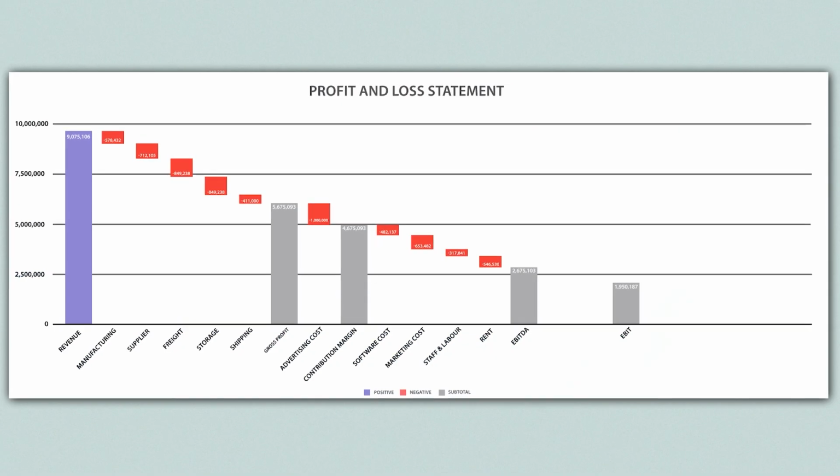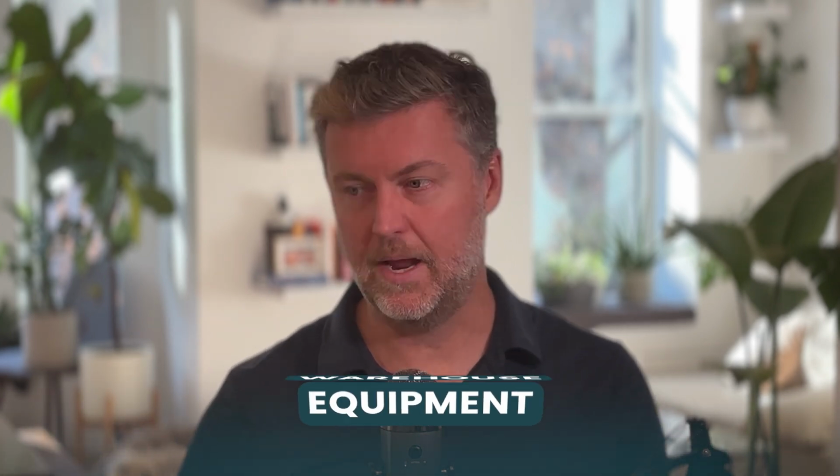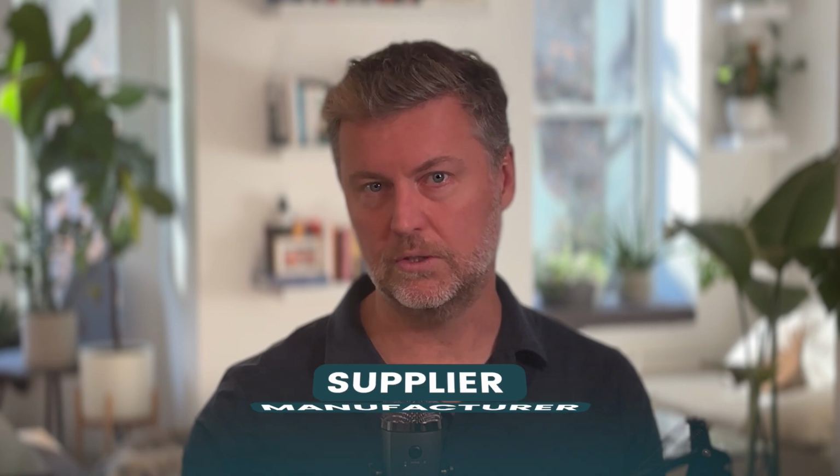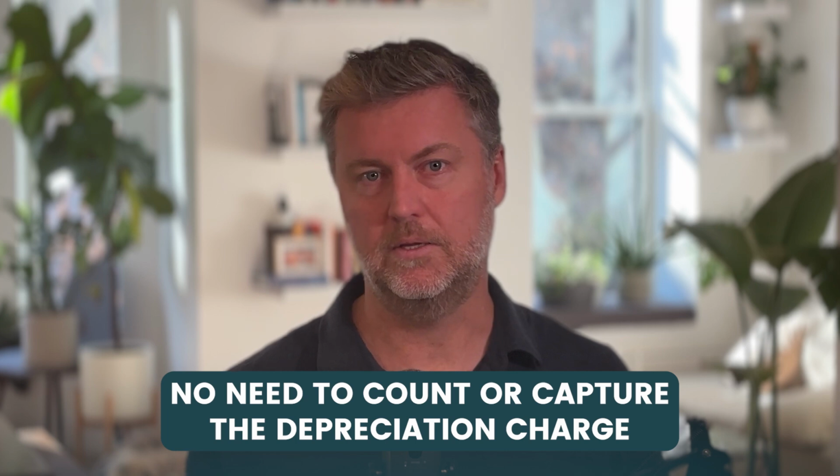The next major line item or margin that we look at is called EBIT, which is just earnings before interest and tax. So what we've done here is remove depreciation and amortization. Now, for most e-commerce businesses, this is usually pretty small. The reason for that is that these are typically fairly asset light businesses. So they tend not to generally own their own plant, equipment, warehouse, real estate, that sort of stuff. Most e-commerce businesses will be working with a manufacturer or supplier or a co-packer. What they're essentially doing there is renting or borrowing the facilities that are owned by some other person or company rather. Therefore, they do not really need to count or capture the depreciation charge.